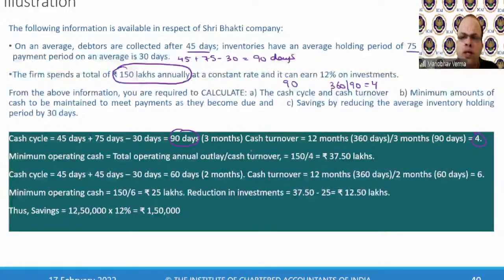Now they have a question here then. Savings, that is, by reducing the average inventory holding period by 30 days. Guys, what will be the answer then?